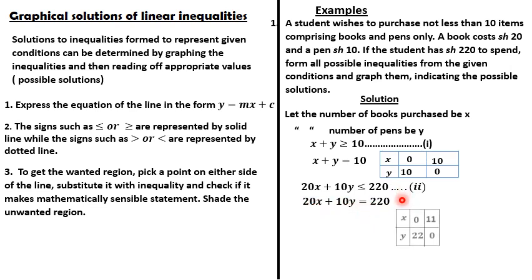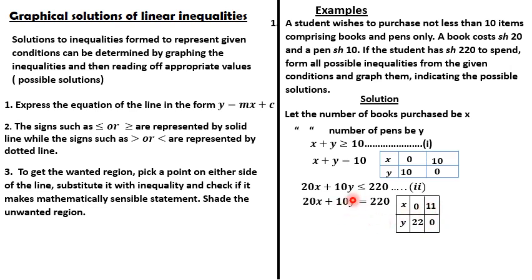So let's also get a table containing X and Y. When X is 0, Y becomes 22. You substitute X to be 0, therefore it is 20 times 0, which is 0, plus 10Y is equal to 220. So 220 divided by 10 is 22. Then we also let Y to be 0, and in that case X becomes 11.